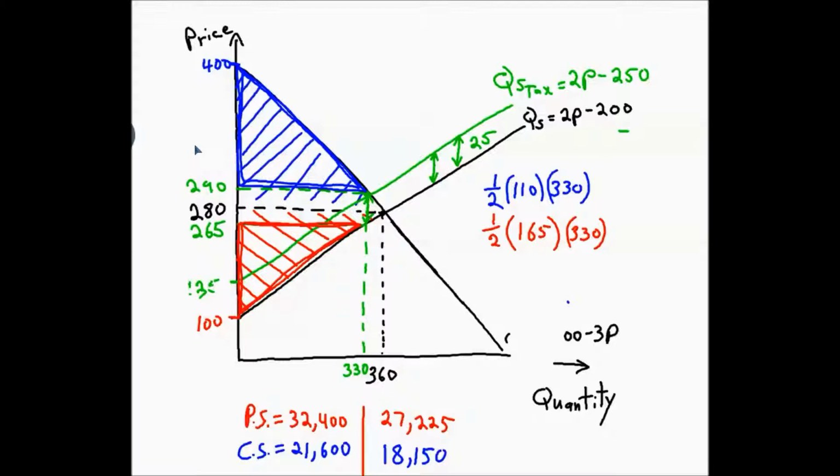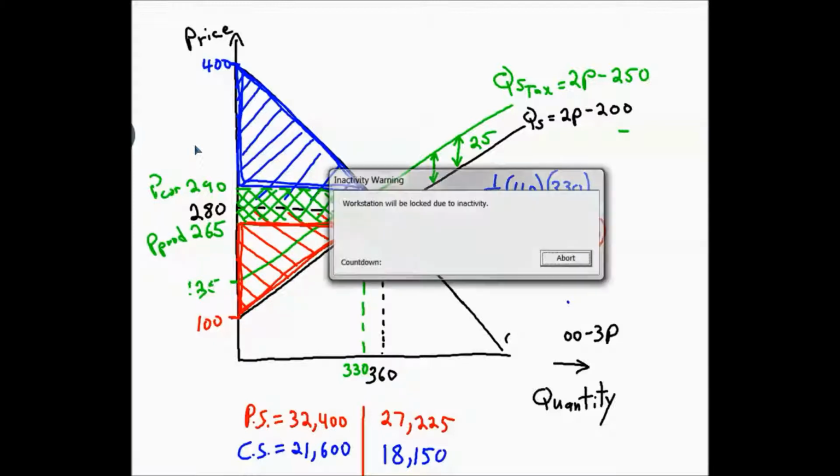But don't forget there's also the tax revenue generated. So the tax revenue generated is this weird box right here. Let me see if I can draw it for you. That weird box right there, because it's the $25, which is the difference between the price consumers get, this is the price consumers get right here, and the price producers receive, that's over here. The difference between those is $25 times the number of units sold, which was 330. So that would be 330 times 25. So I get the tax revenue generated is $8,250. That's of course available for public goods.